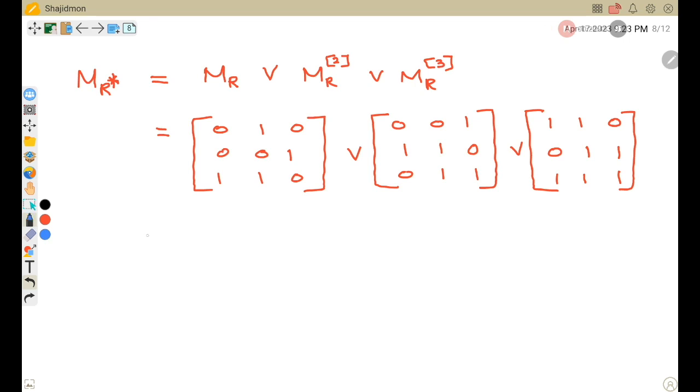Now take the OR operation. So the first element here 0, or the first element here 0, or the first element here 1. So 0 or 0 or 1. So the answer will be 1. Correct? One of the elements is 1, which means the answer will be 1.